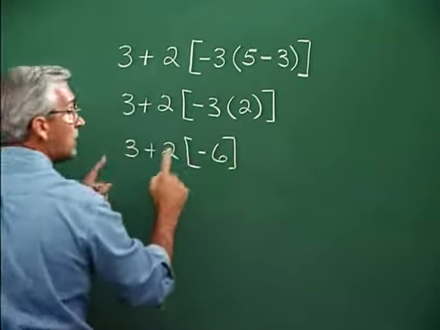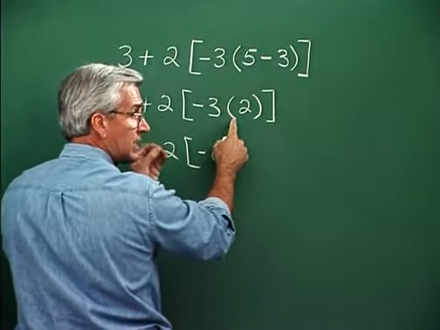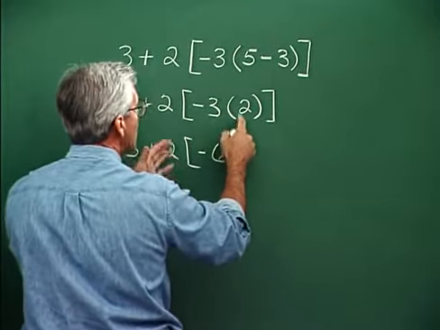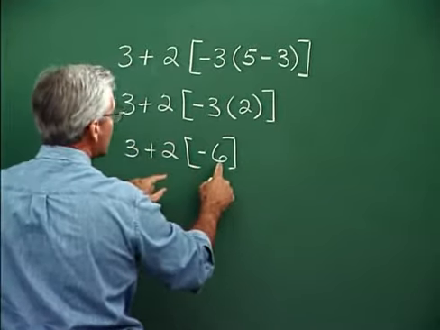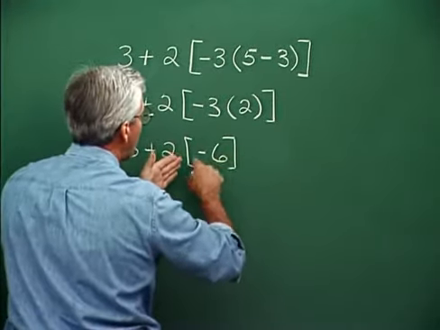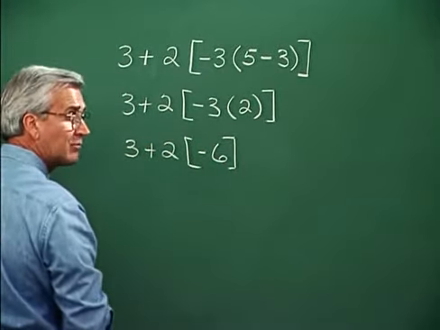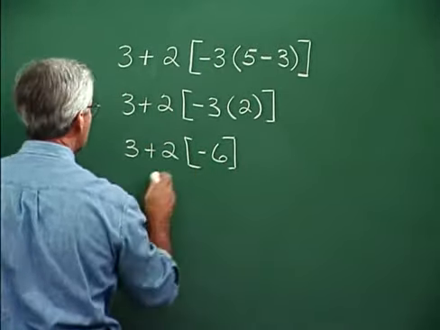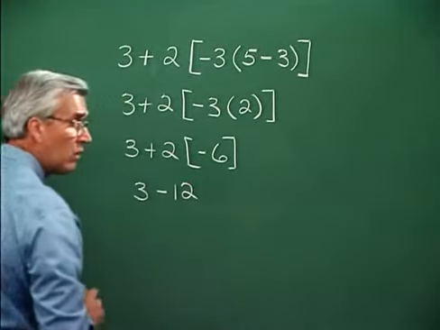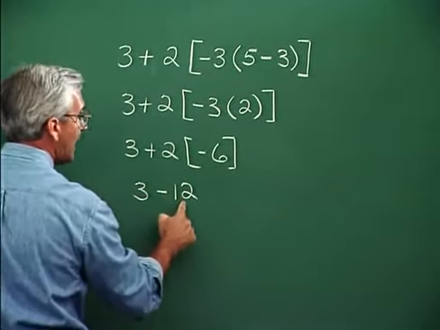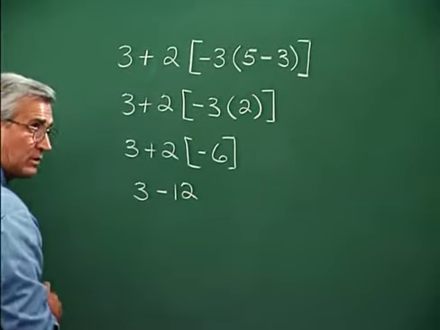And now, notice that the parenthesis disappears once we perform the operation that is indicated here. So once we perform that operation, it's gone, and now we're in this bracket, and within the bracket is negative 6. There are no other operations within the bracket, so we work our way out of it by performing the indicated operation of multiplication. 2 times negative 6 is negative 12, so we write 3 minus 12. Now, it would be okay here to write 3 plus negative 12, but it means the same thing to write 3 minus 12, as we saw earlier.